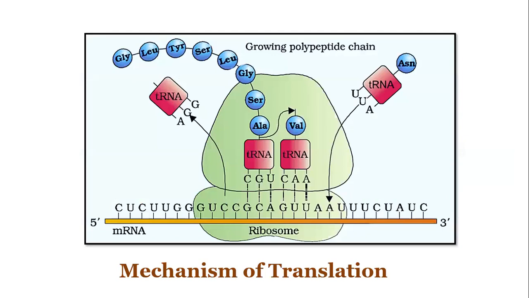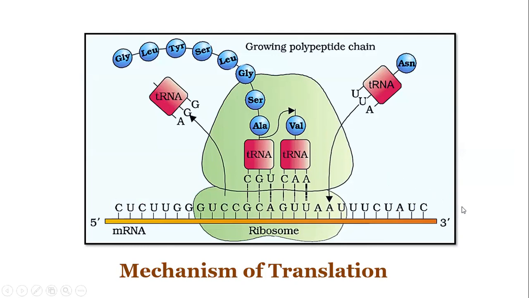So the smallest subunit of ribosome encounters the messenger RNA. As you can see here, this is the smallest subunit of ribosome, and the process of translation is initiated. There are sites in the larger subunit of the ribosome, right? For binding of amino acids. This is the largest subunit of ribosome.